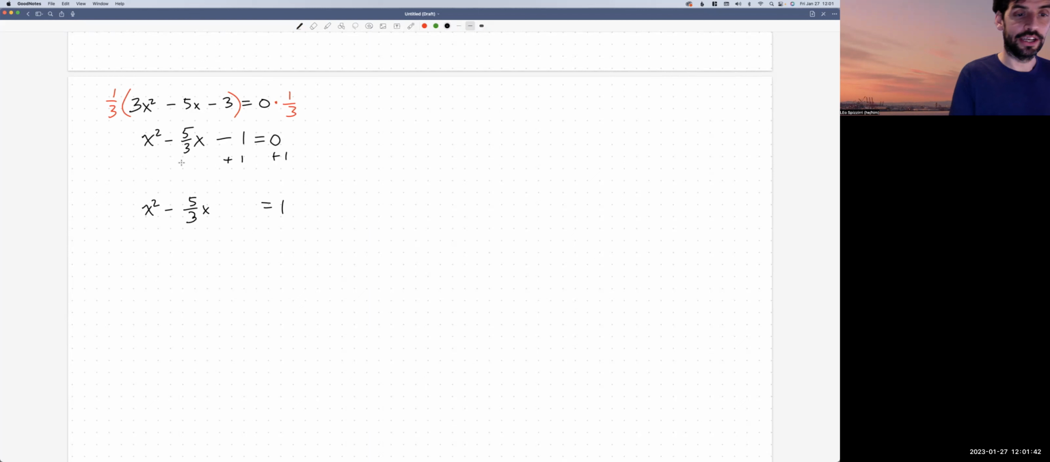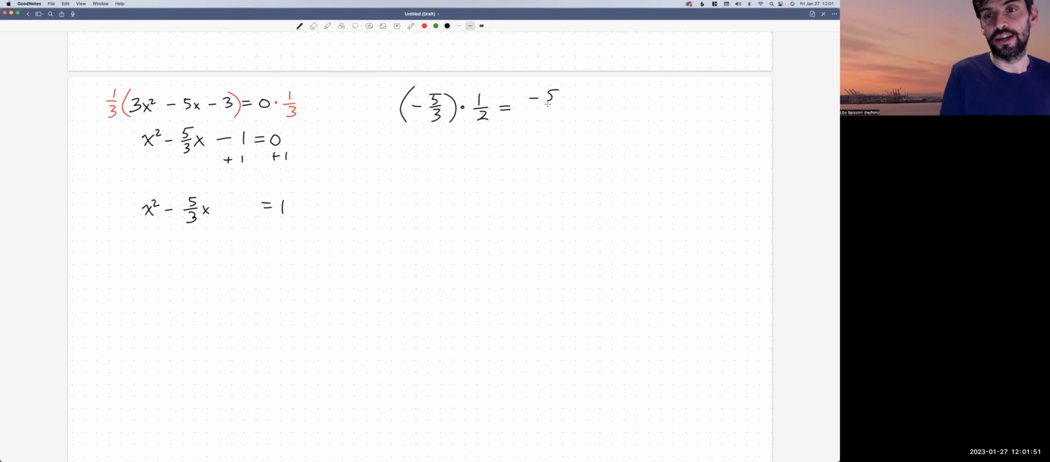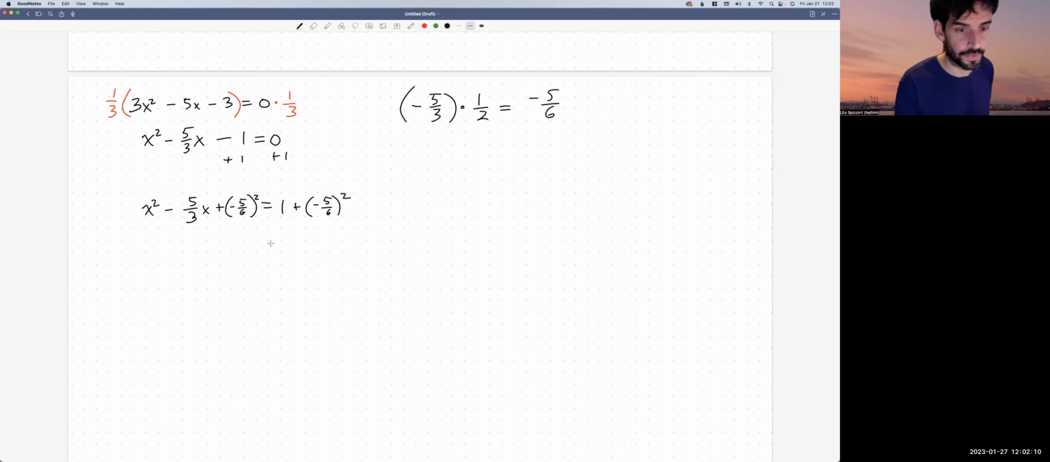Now I want to look at that coefficient of x. In this case, it's -5/3. I want half of that. So that's going to be -5/6. And then I need to add that squared to both sides. So let's just do that. Plus -5/6 squared on the left, plus -5/6 squared on the right. Okay.